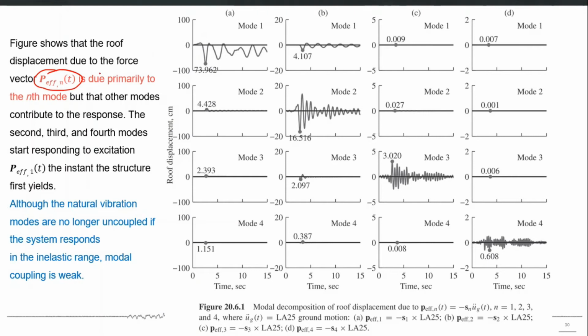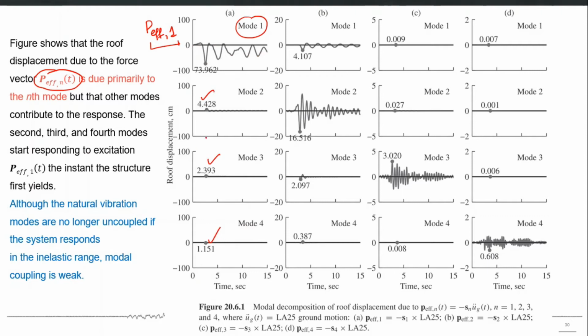P effective 1 was applied to the structure, and the response you can see is mainly coming in the first mode. This is the first mode displacement response, second mode, third mode and fourth mode for one particular structure. So when the first mode effective earthquake forces were applied, the response is mainly in the first mode. Second, third mode response is negligible or very small compared to the first mode.